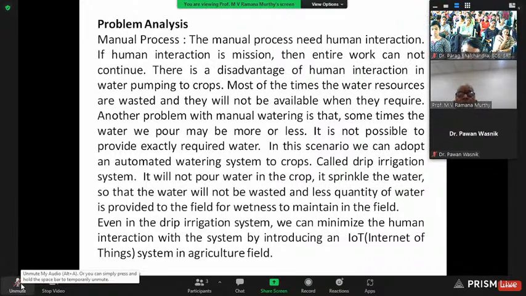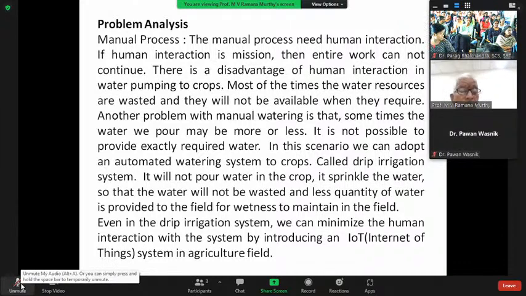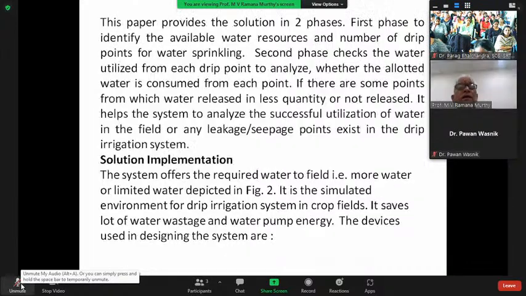Another problem with manual watering is that the water pressure may be more or less, irregular and not consistent, so it is not possible to provide exactly the required water. In this scenario, we can adopt the most optimal approach, which will help us create an automated watering system for the crops. That is none other than the drip irrigation system. It will not pour, it will sprinkle the water, so water is not wasted and less quantity of water is provided. Even in the irrigation system, we can minimize human interaction by introducing an IoT system, the Internet of Things, in the agricultural field.